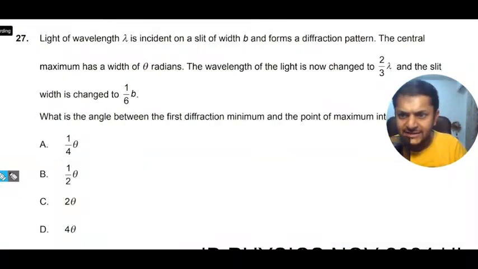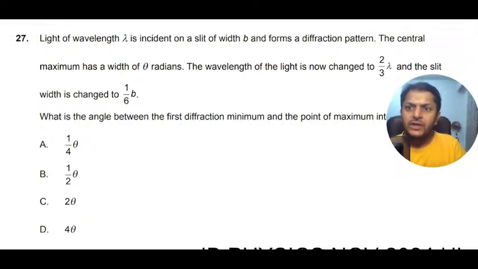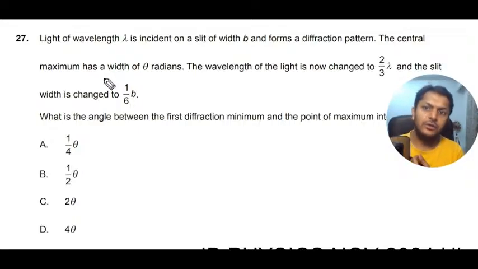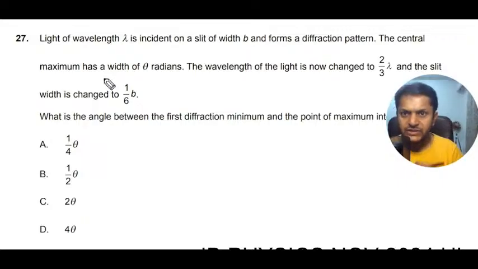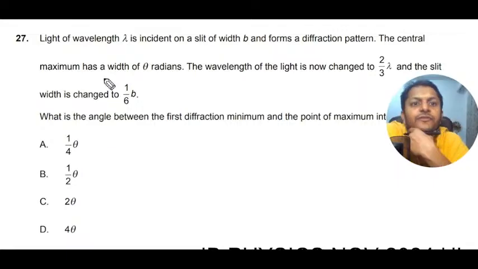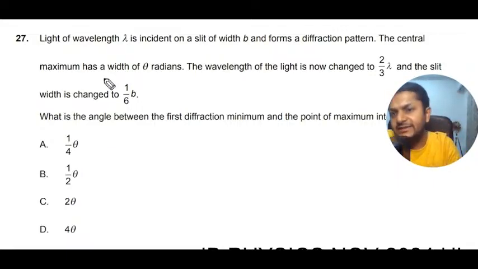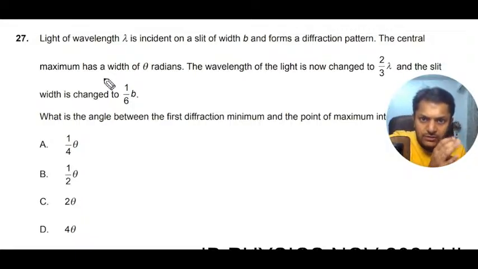Okay, dear student, let's see what is there in this question now. The light of wavelength lambda is incident on a slit of width b and forms a diffraction pattern. The central maxima has a width of theta radians. The wavelength of light is now changed to 2 by 3 lambda and the slit width is changed to b by 6. What is the angle between the first diffraction minima and the point of maximum intensity?